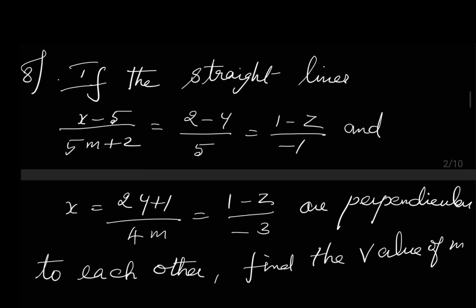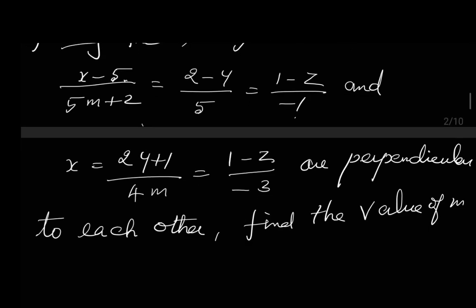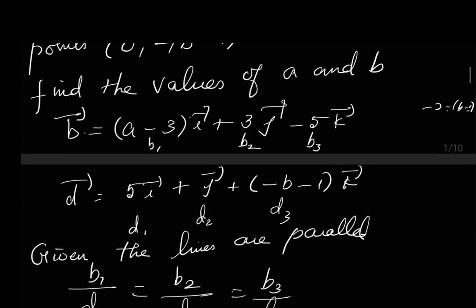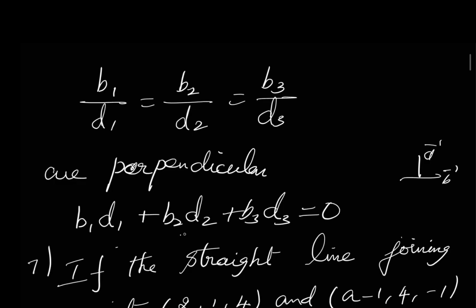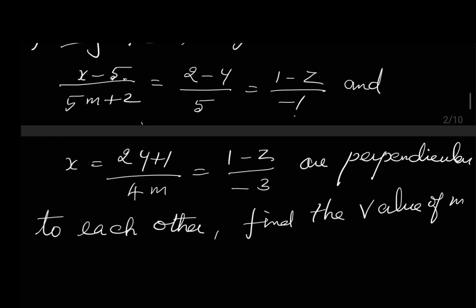The 8th sum. If the straight lines (x minus 5) by (5m plus 2) is equal to (2 minus y) by 5, equal to (1 minus z) by minus 1, and x equal to (2y plus 1) by 4m, equal to (1 minus z) by minus 3, are perpendicular to each other, find the value of m. We know the condition for perpendicular lines: b1 into d1 plus b2 into d2 plus b3 into d3 is equal to 0. In that case you find the value of m.